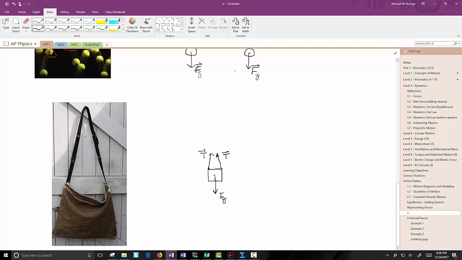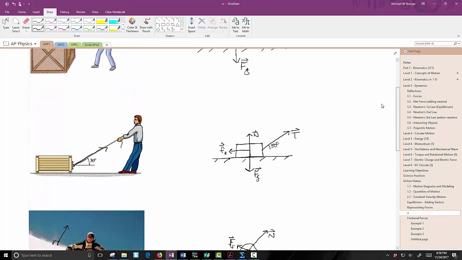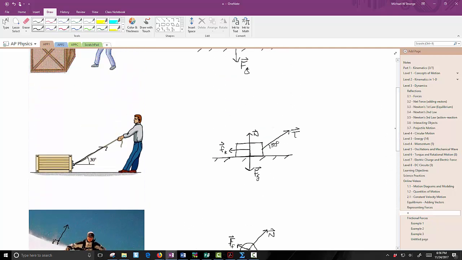But that's basically just identifying all of the forces, drawing a force diagram. And then it's going to be important because we're going to take these things, and this is all going to be modeled with some math. So we'll develop some math fundamentals, principles that we can use to solve problems.